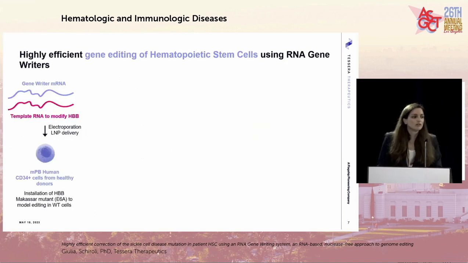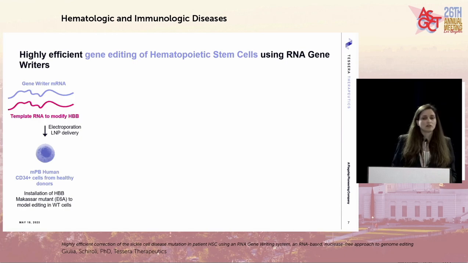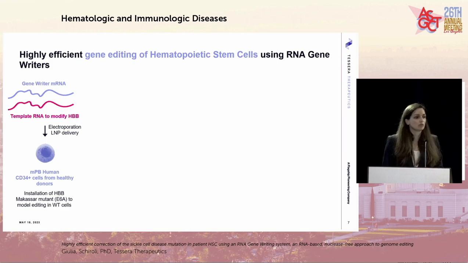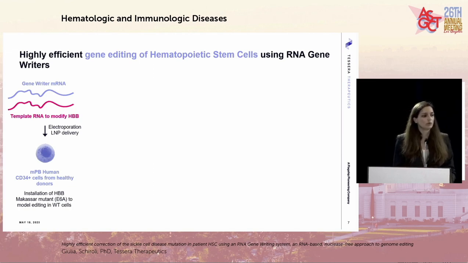We developed and optimized the technology to be able to efficiently genetically engineer hematopoietic stem cells, and so we deliver these RNAs, either by electroporation or LNP delivery, in healthy mobilized human peripheral blood stem cells. In this case, since we want to model the correction in wild-type cells, we are installing a benign Makassar mutation just for the sake of monitoring the editing that we want to introduce.